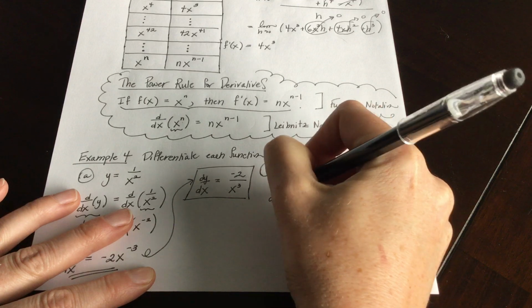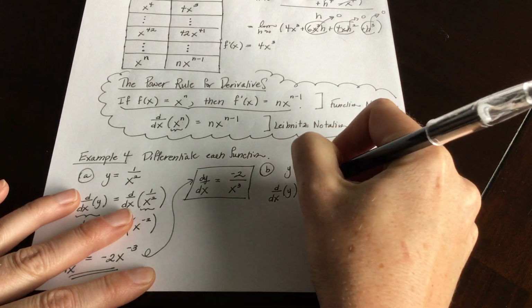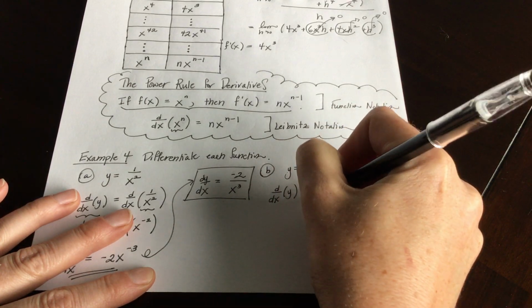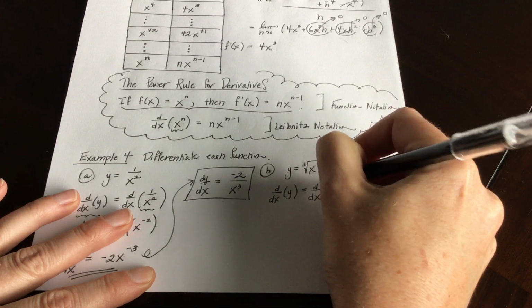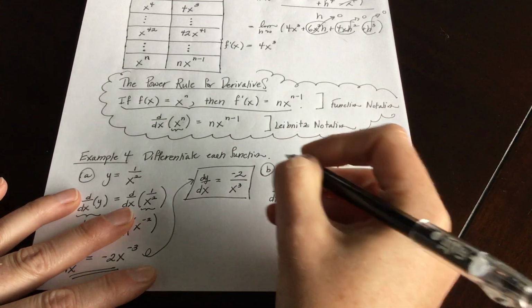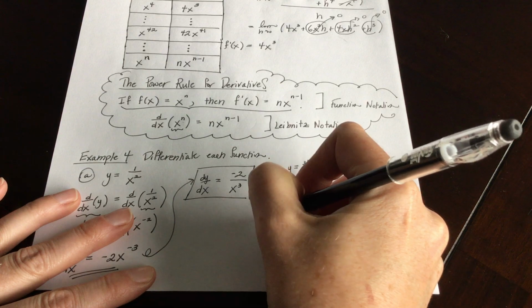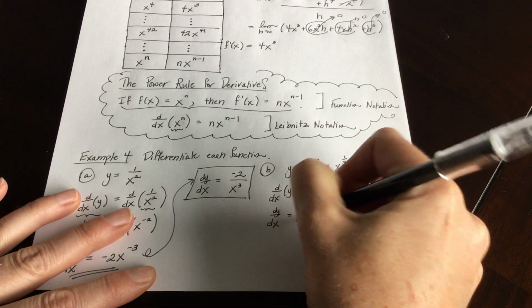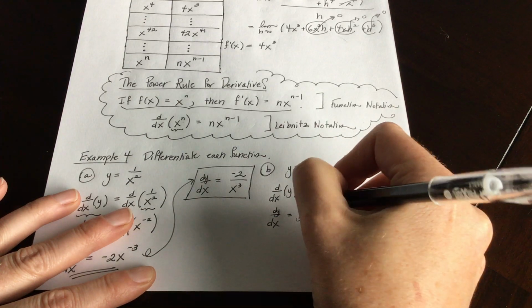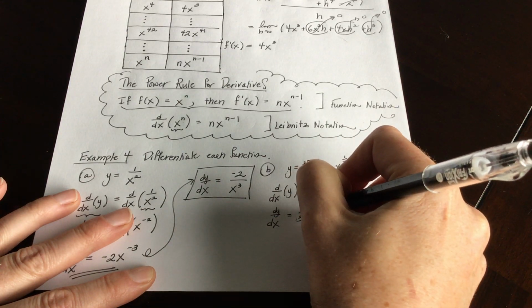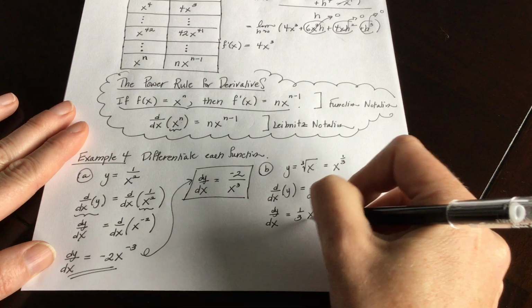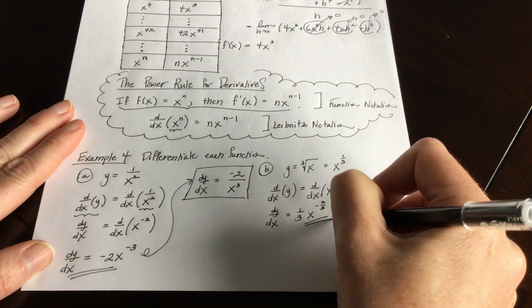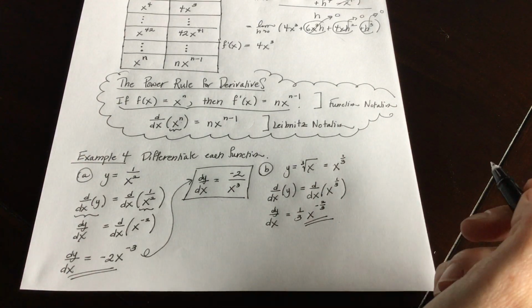So d/dx of y would be equivalent to d/dx of, and we're just going to replace the cube root of x with x to the 1/3. On the left side, we'd have dy/dx. On the right side, we'd have 1/3 times x, and then take 1 away from 1/3, and you get negative 2/3. All right. Now at this point, you have used the rule correctly.